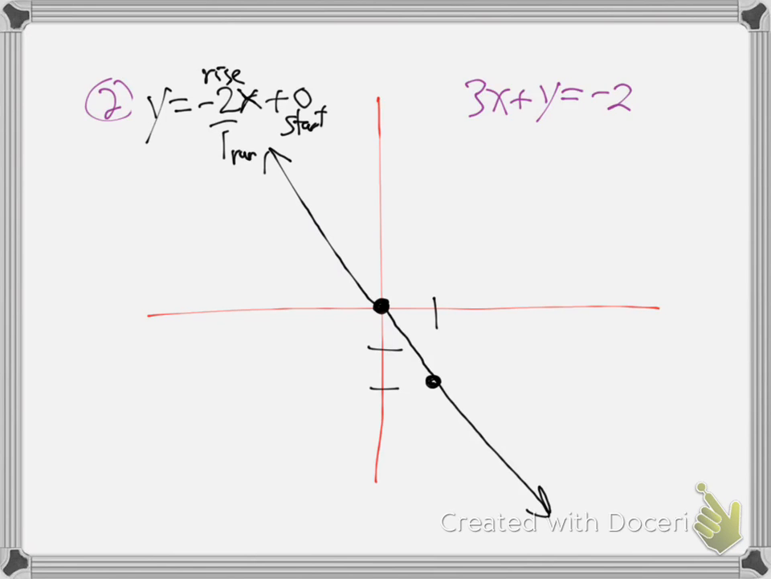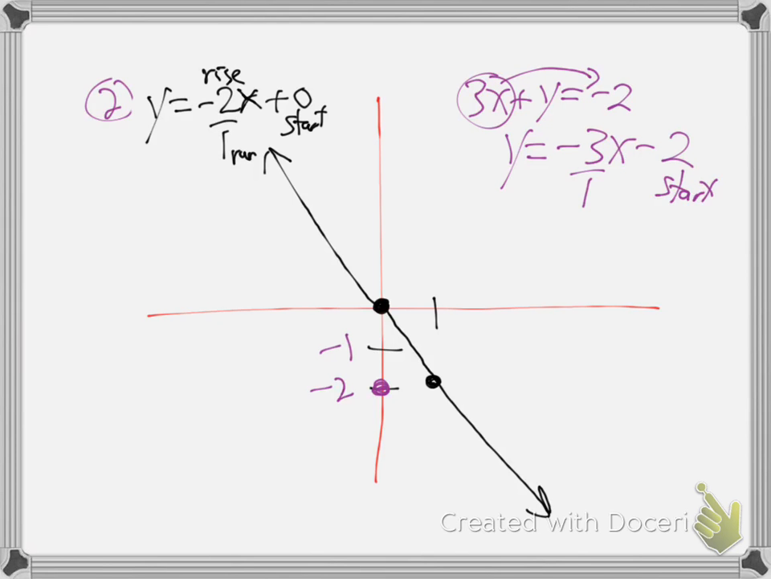Well, I didn't do very good. But anyway, let's try the other one now. For the other one, we've got to get y alone. Y's not alone on that one. So I've got to grab that 3x and jump it over. So we get y equals minus 3x minus 2. Where do we start? Minus 2 right there, down 2. And then minus 3 over 1, we go down 3, and then we go 1 to the right.